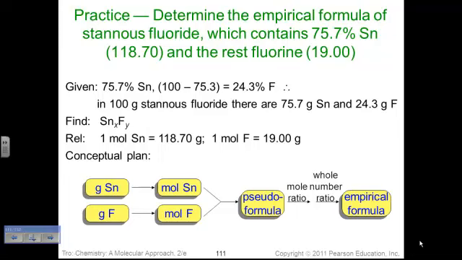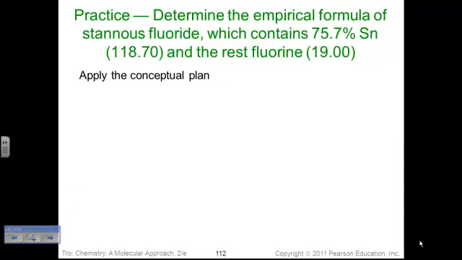So assuming 100 grams of the sample, those mass percentages, just simply change the percent sign to grams. We're being asked to find Sn something, F something, where those somethings are whole number mole ratios. So we have two elements in our list. We have to take each of those elements and convert them to moles. That's what we call our pseudo formula. Divide those moles by the smallest number and work it into a whole number mole ratio. So applying our conceptual plan, each one at a time, we're taking the mass of individual elements and turning them to moles.